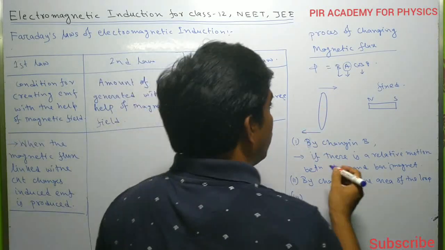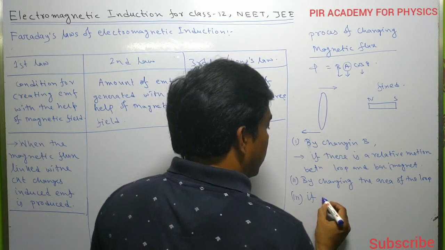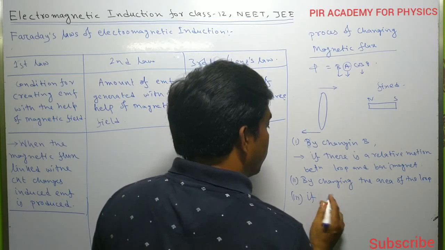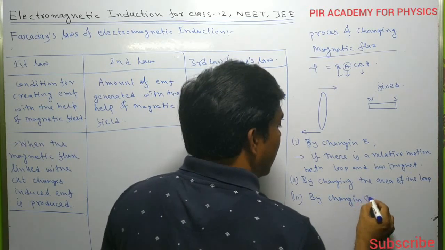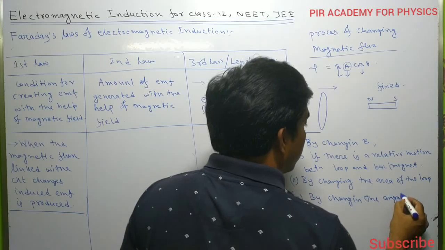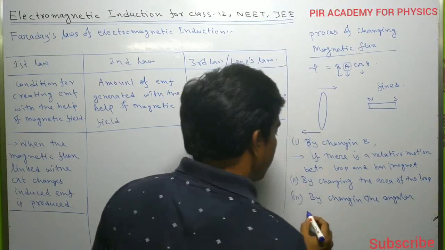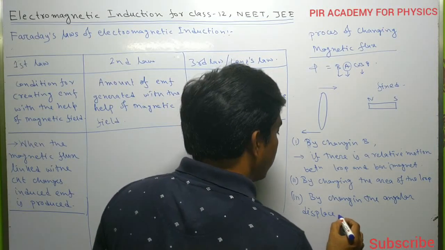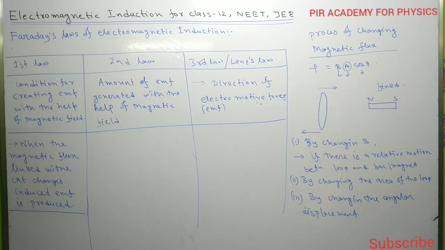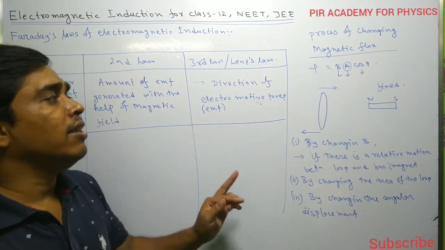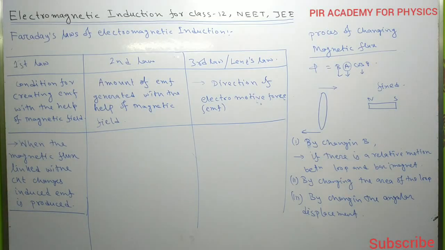So this rotation, you can do by changing the angular velocity or angular displacement. So these are the conditions for changing magnetic flux, and if you change the magnetic flux, then induced EMF will be generated. This is the first law of Faraday.